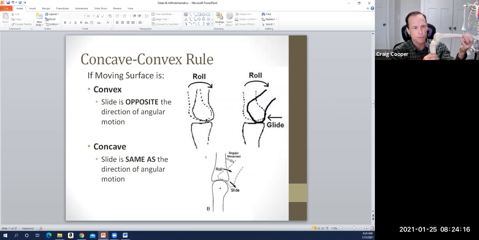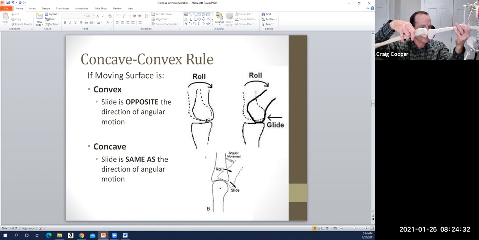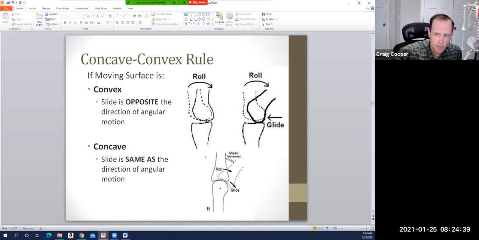If the concave is moving, that's the opposite. If I have my tibia moving on my femur, I'm doing my knee extension exercise. Now I've got the concave surface moving in the same direction. My tibia is moving up, and I'm also sliding up as I do that, or gliding up. So the concave is always in the same direction. And that's how I keep them straight, that you've got this A in concave and this A in same. And that's what works for my brain to help me remember it. Whatever works, as long as you remember it. So if that's helpful, great.